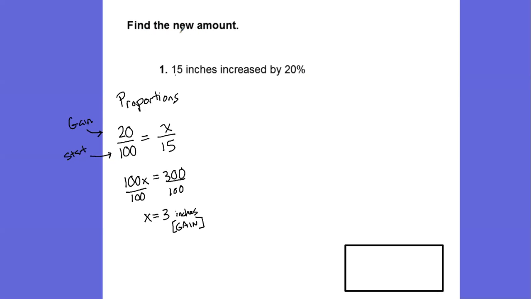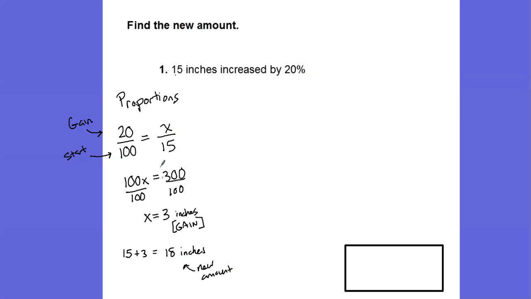Some of the questions will ask you, how much did you gain or how much did you add on to the length? That's not happening here. This one wants to say, what is the new amount? Well, I started with 15. I gained 3. 18 inches would be my final answer. So 18 inches is my new amount.